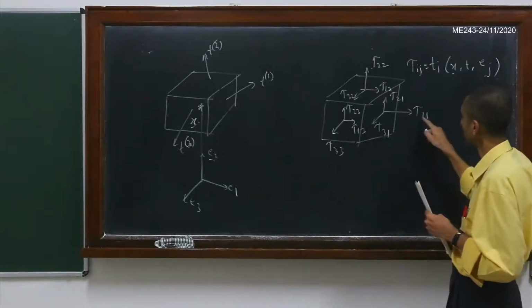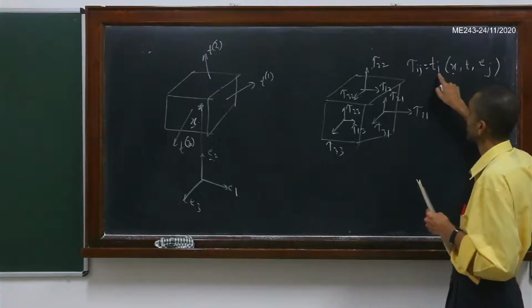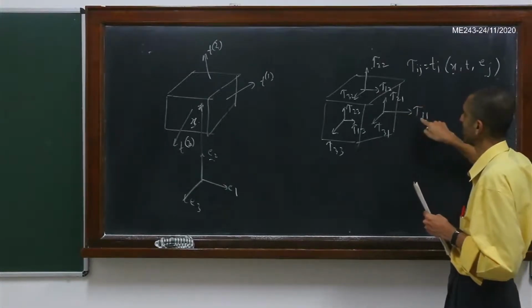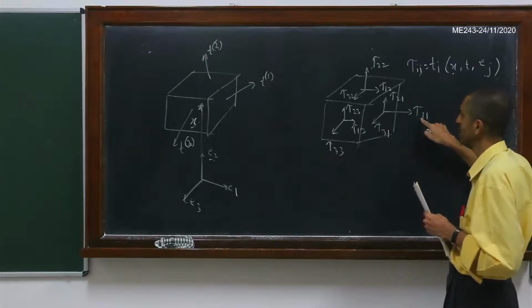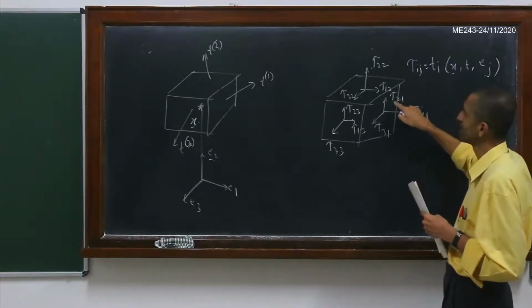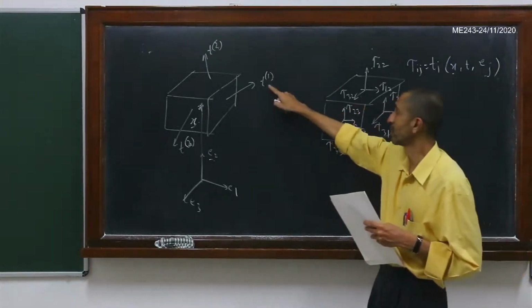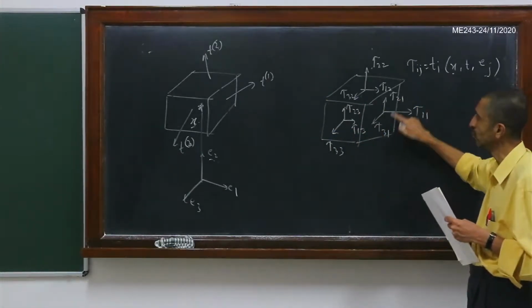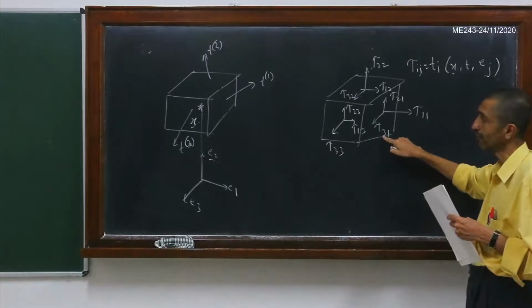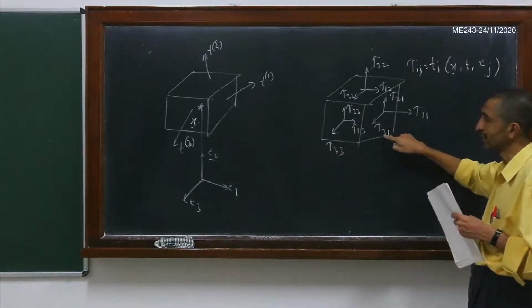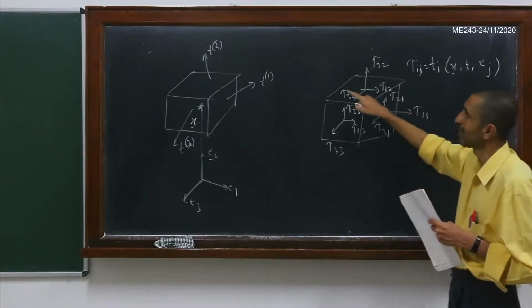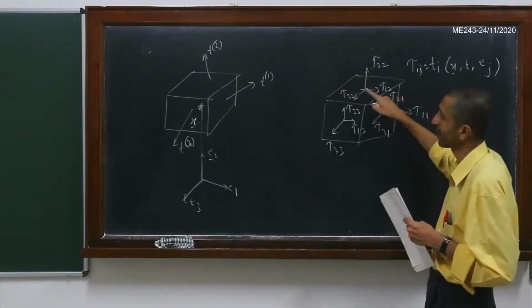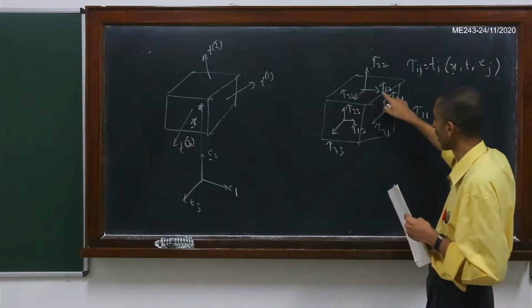And then what about the first index? The first index indicates the component. So this is the component of the traction vector along the E1 direction, hence this is 1. Then it is the component of this traction vector along the E2 direction, so that is why this is 2. And then this is the component of that traction vector along the 3 direction, so that is 3. And then similarly for this one also, this 1 represents the fact that it is the component of that traction along the 1 direction.